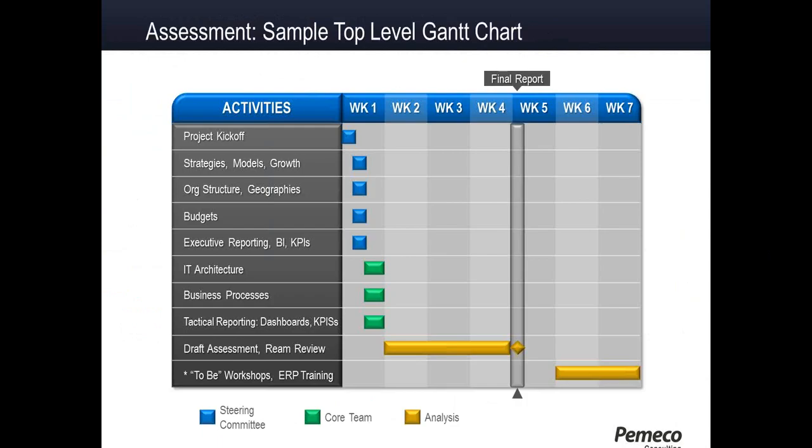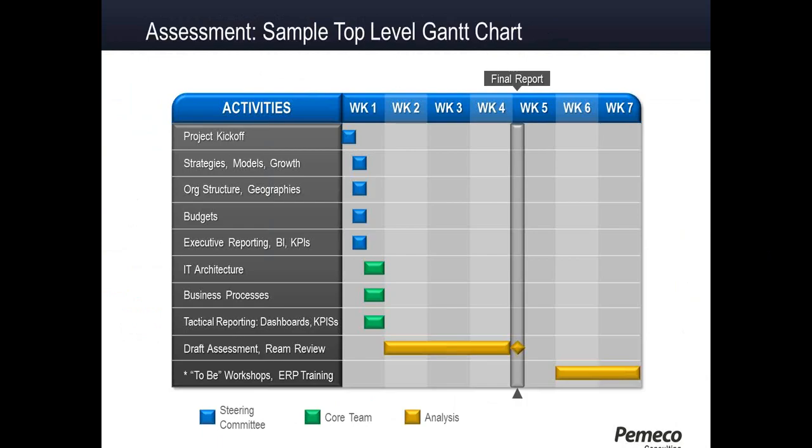Now, if you look at the actual assessment itself, it's fairly quick. Project kickoff, we'll look at the strategies. Now, it may stretch out longer than this if we're doing multi-division, multi-site. This is principally for a single site. Looking at the organizational structures and geographies, looking at what your IT architecture is. We like to take on a single site. It's a 2 to 3 day process for us to go through your business processes, look at what your tactical reporting capabilities are. Again, this is a single site.